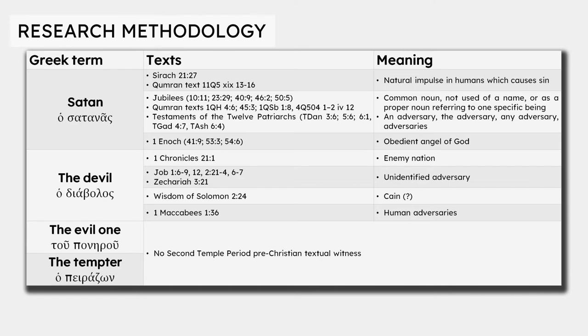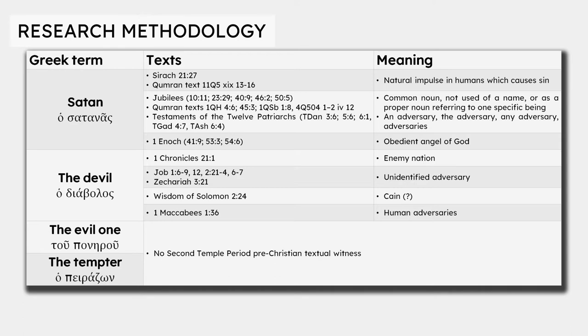This chart demonstrates that when a Second Temple period text uses a term such as Satan or the devil or even the evil one, they may not be referring to a supernatural evil being, such as a fallen angel or evil spirit. They may be referring to a human or to an obedient angel of God acting as an adversary to humans, or even referring to evil in the abstract.